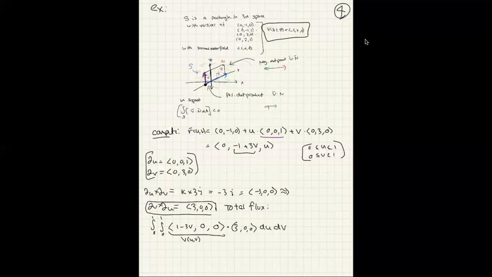Okay, so if I take that dot product, that's not so bad. We're doing 0 to 1, 0 to 1. This is 3 minus 9v du dv. Okay, the u doesn't do anything. That innermost integral kind of drops off, it's like multiplying by 1, and we're doing 0 to 1, 3 minus 9v dv. And this gives us 3v minus 9 halves v squared, evaluated at 1 and 0, and that is just 3 minus 9 over 2.